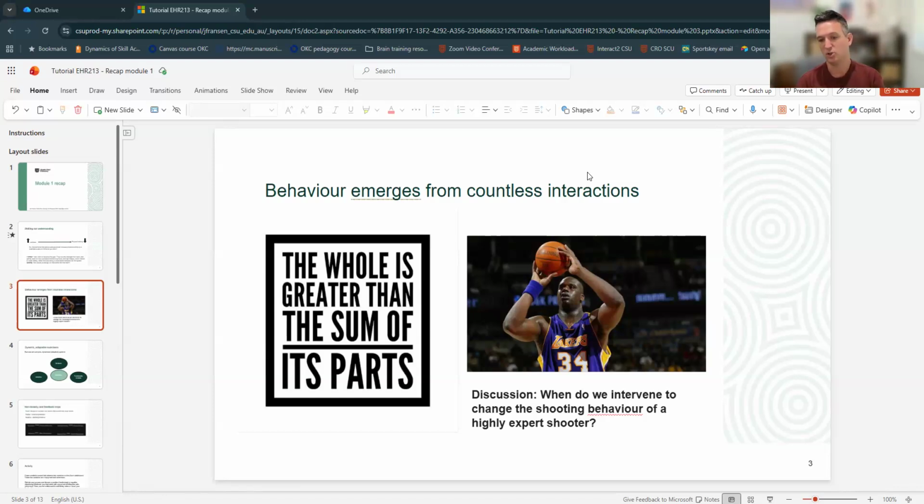So my question to you is, if you were me, working with these NBA teams, when would you intervene to change the shooting behavior of a highly expert shooter? I'll give you an example that I encountered. Teams will come to me and say, well, this shooter is shooting only 20% from three. We want them to become a better shooter. How would you, or when would you intervene?